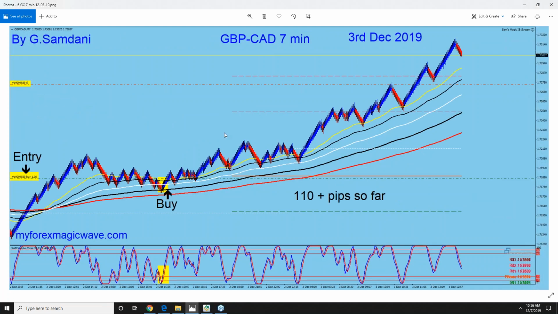On the third, again, rising pound CAD. See this pound CAD, and I will tell you why I took all these longs in pound CAD later on, at the end of the video. So a beautiful long, 110 pip, pound CAD.